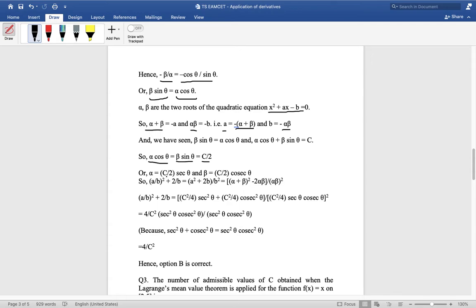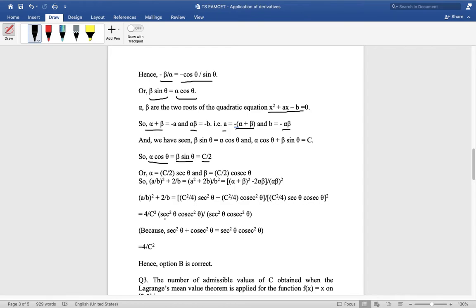Now what is alpha? As we have seen over here, c by 2 secant theta. So its square will be what? c square by 4 secant square theta. And beta is c by 2 cosecant theta, so its square will be c square by 4 cosecant square theta. And alpha is c by 2 secant theta, beta is c by 2 cosecant theta, so their product will be c square by 4 secant theta cosecant theta. Remember, this is also whole squared. So what will you get over here?